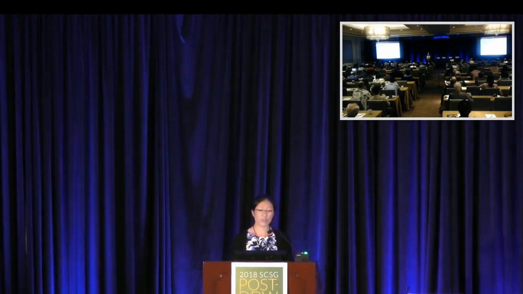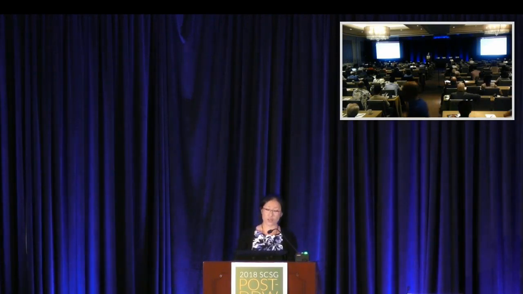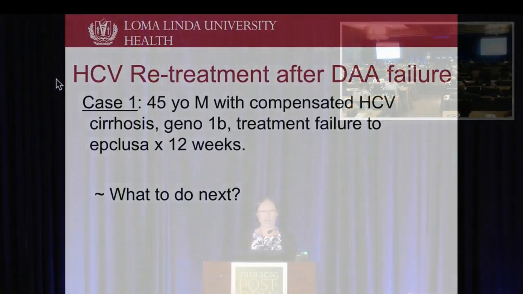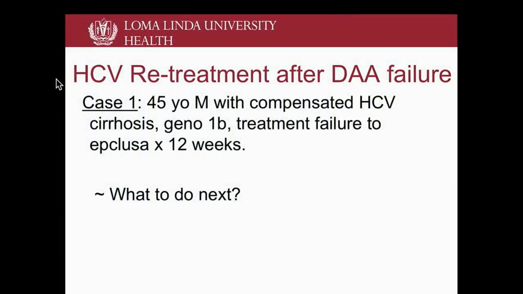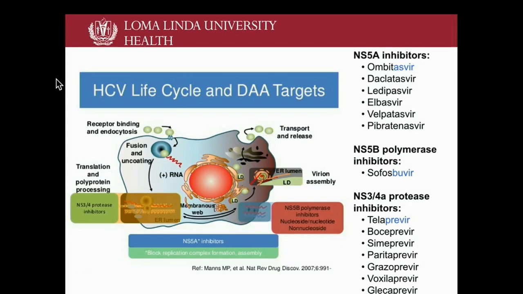So I'm going to start with looking at retreatment of hepatitis C DAA failures. I'm going to do a couple of cases. So this is a 45-year-old gentleman. He has compensated hepatitis C cirrhosis, genotype 1B, and he was a treatment failure to Epclusa for 12 weeks. What should you do? Because, of course, he wants to be retreated.